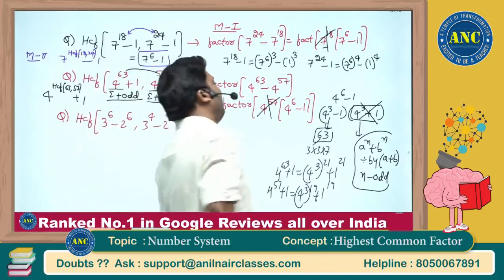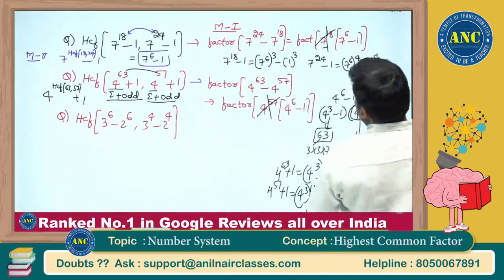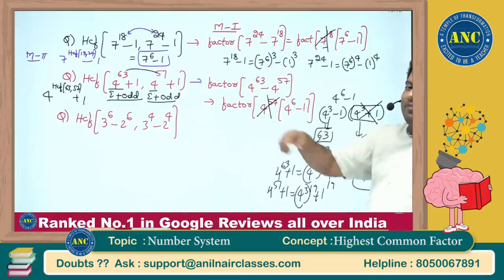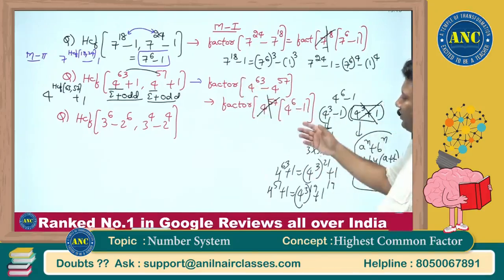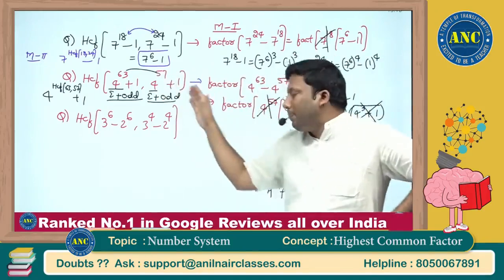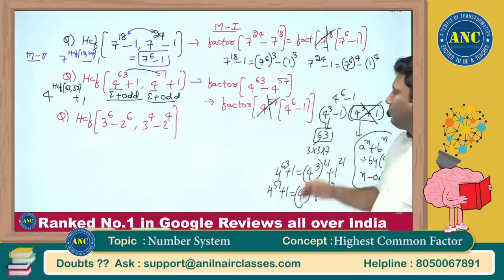4 power 57 common. 4 power 6 minus 1. 6. 57 is not a multiple of 6. So it cannot be written, and that too it is a power n plus b power n. I got a power n minus b power n.